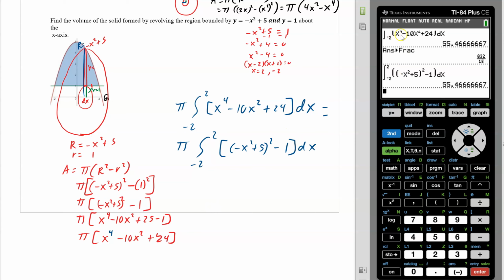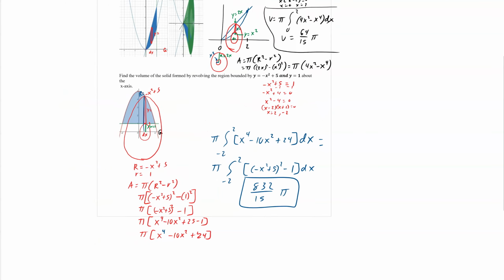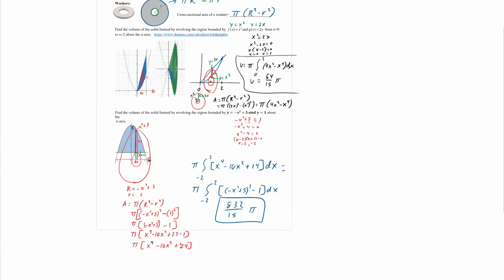You can see in the calculator that either the simplified form or the unsimplified form are giving you the same answer, which is 832 over 15 pi. And there you have it. So all we're doing now is making a washer. If you have two functions, when you rotate it, if it gives you 2 radii, you know you're using washers.